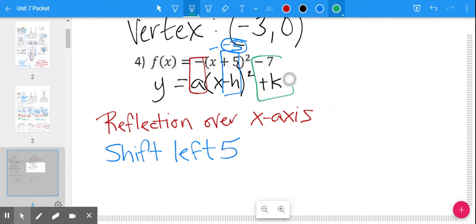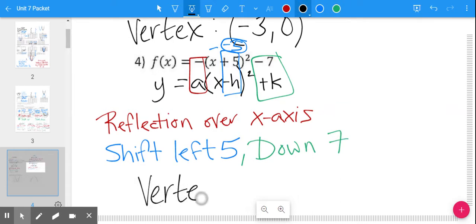And then your k is a -7, so that's down 7. And the vertex. So again, your h value is that -5. So when h is -5, we're subtracting a -5, which is actually addition. And then your k value is that -7. So your vertex is -5, -7.